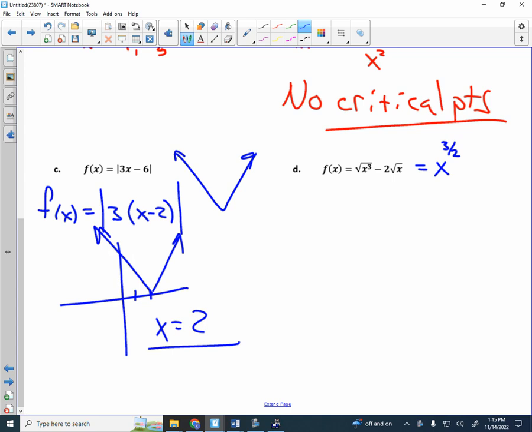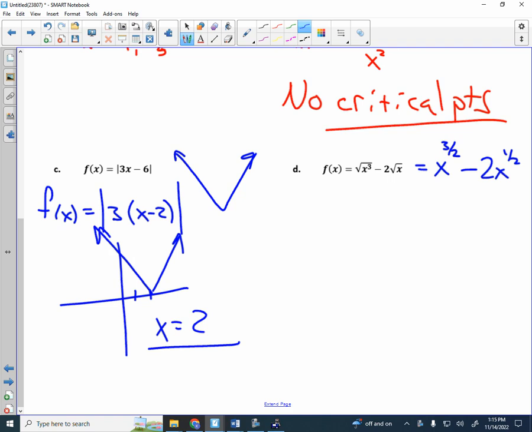Excellent. x to the 3 halves minus 2x to the 1 half. Okay, so I think we all understand that while we could do some of these things before, we don't always retain that information. That's why people make mistakes on this test. So let's try to clean that up as you're working through this.